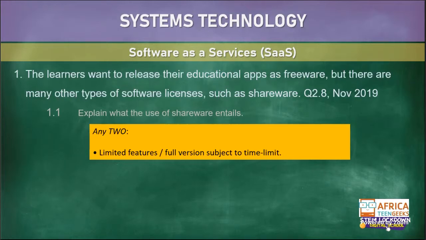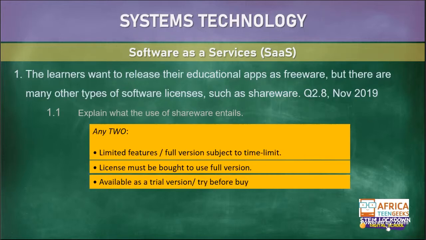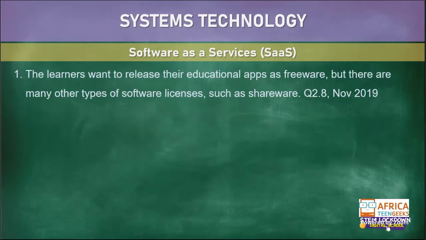So limited features, full version subject to time limit. That's what we have on a shareware. And then licenses must be bought to use the full version. And then available as a trial version. And this is mostly, if you go to the internet, try before buying.